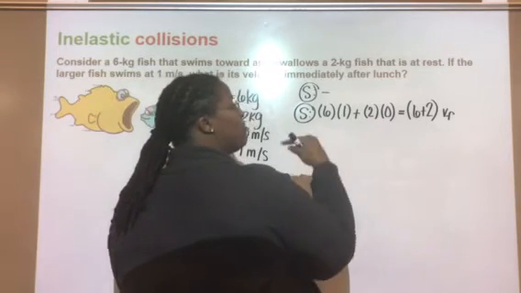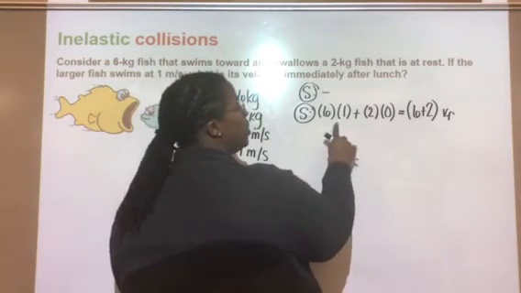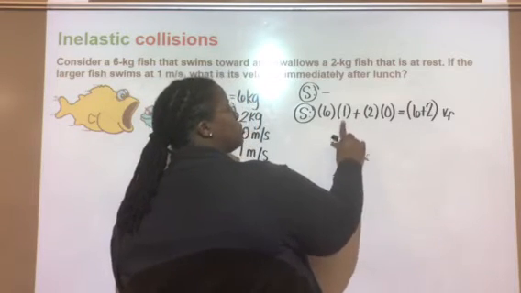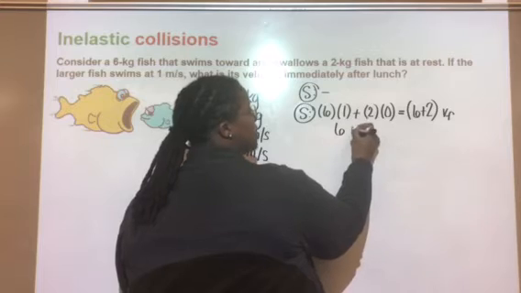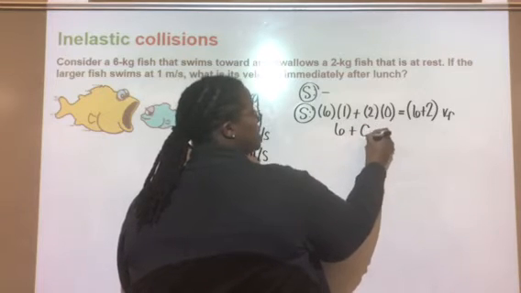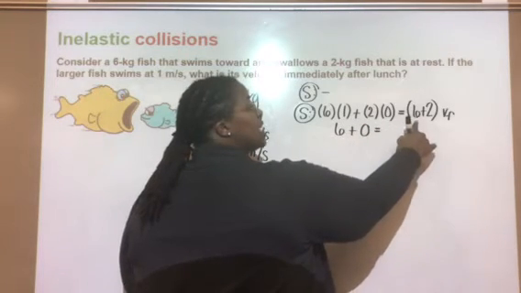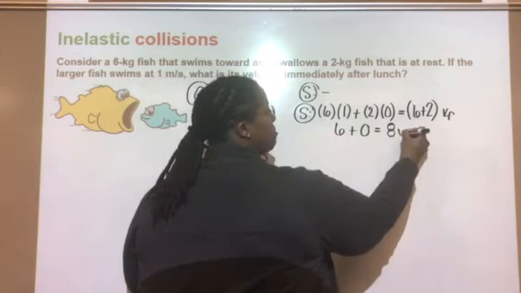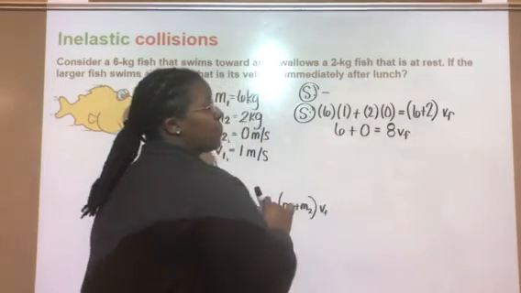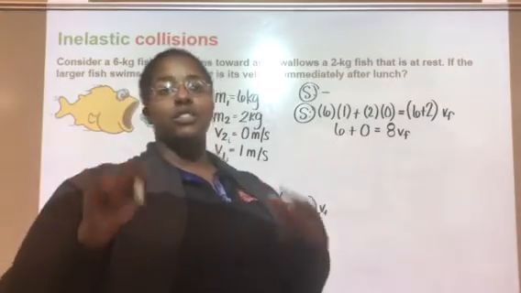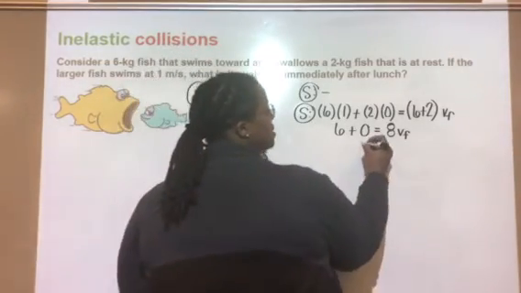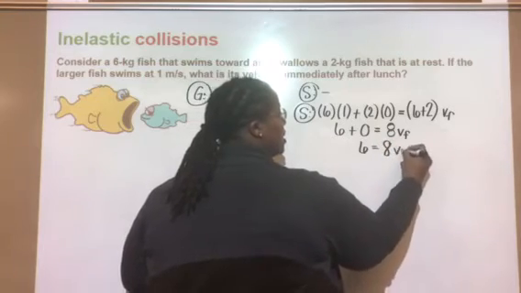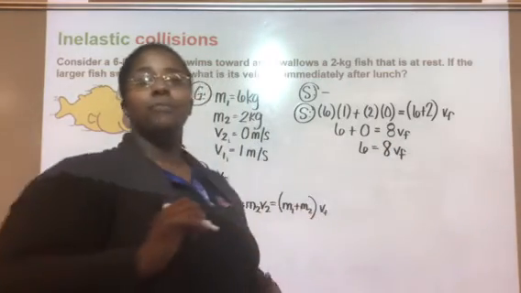Let's multiply. Be careful to pay attention to when to multiply and also when to add. 6 times 1 will give you 6. 2 times 0 is 0. 6 plus 2 gives me 8. And then I have my final velocity. We want to simplify this just a little bit. 6 plus 0 gives me 6. And of course, that brings me here.